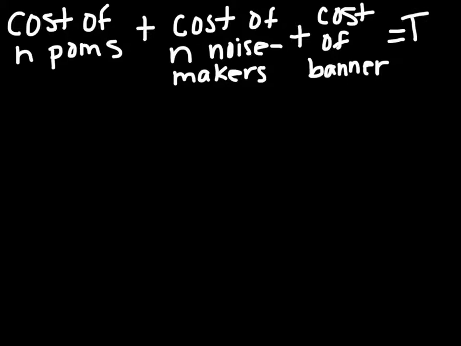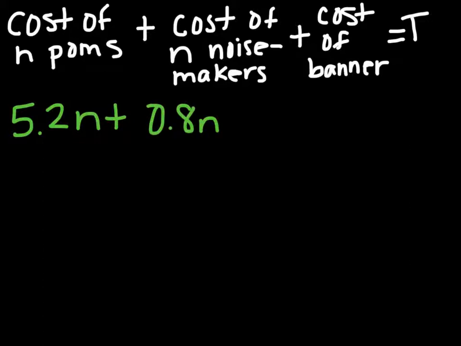So now we need to start building our equation, now that we understand what it's supposed to look like verbally. The cost of our poms was 5.2n. The cost of our noisemakers was 0.8n. The cost of the banner was $47. And our total budget was $375.